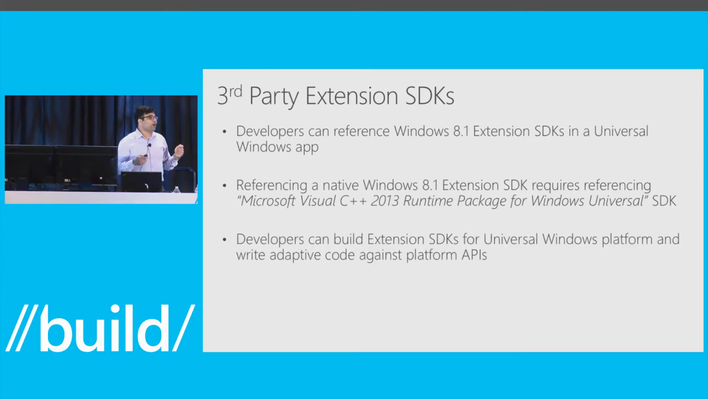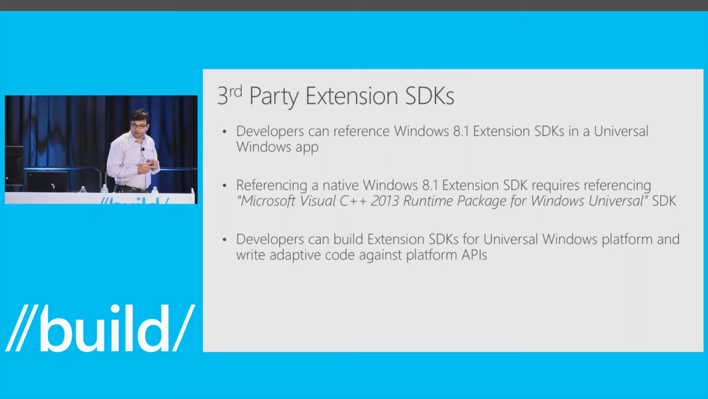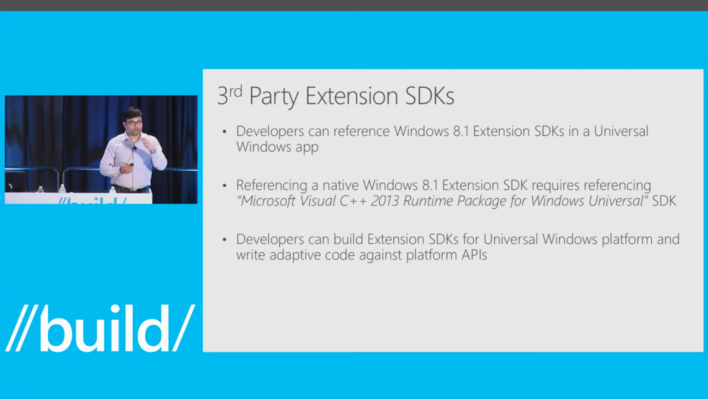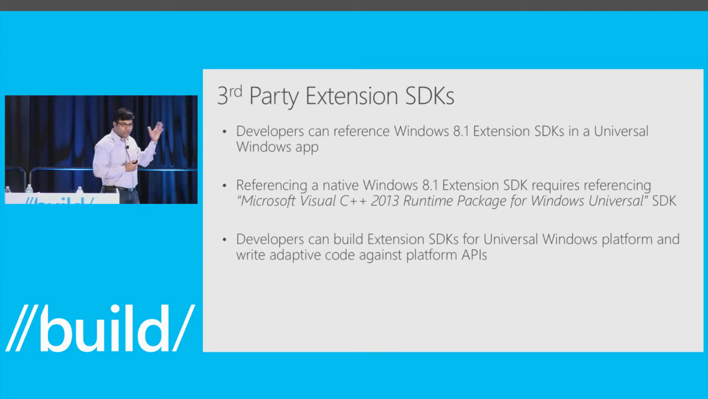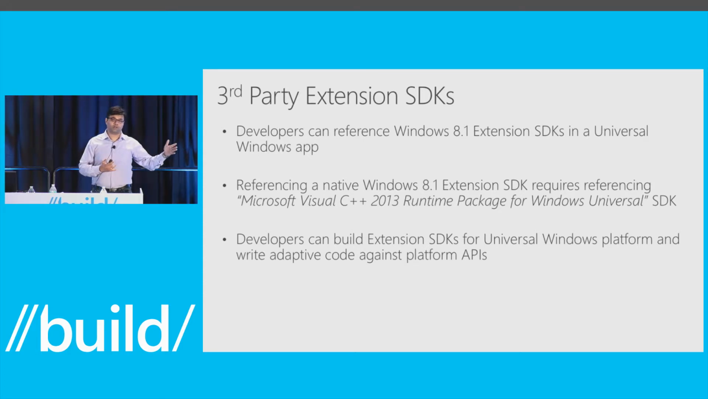Developers can build extension SDKs specifically targeting Universal Windows Platform, and they can use adaptive code for the platform APIs. So a lot of people here have authored extension SDKs. If you're creating a new extension SDK for Universal Windows Platform, you can write adaptive code. So you can have a little bit different experience on mobile for your API, and you can have a different experience for desktop based on the capabilities that a device family supports. But you can maintain a single extension SDK and use adaptive code to do that.